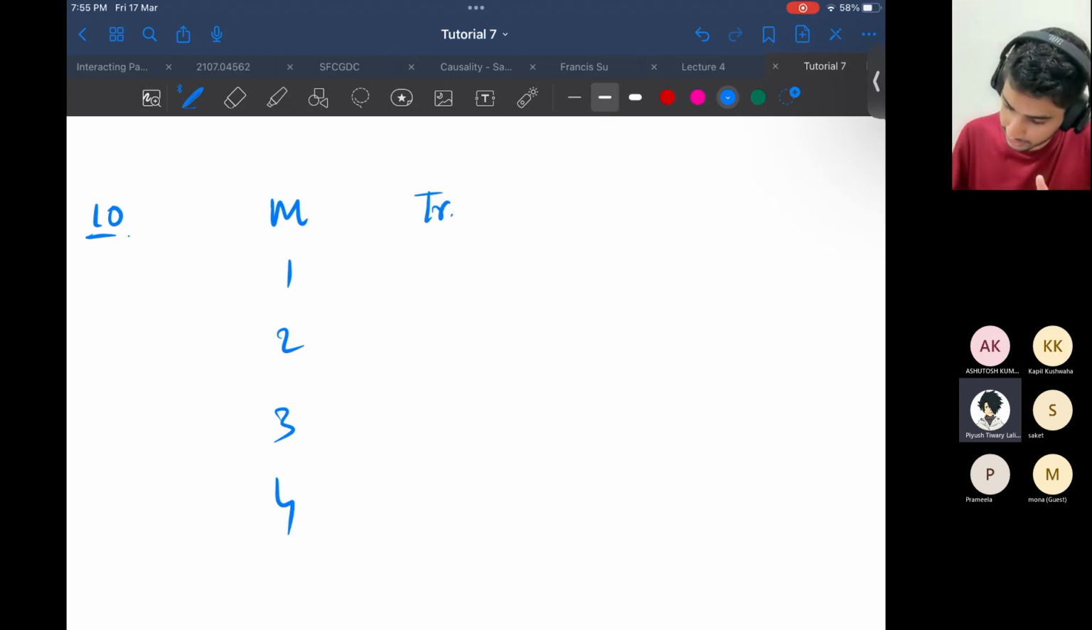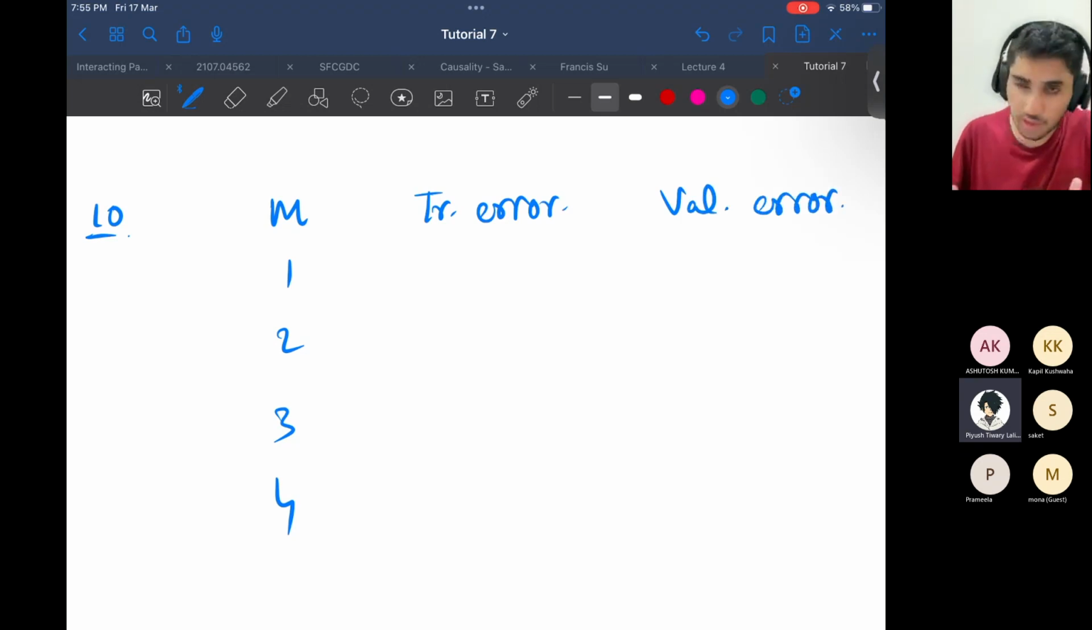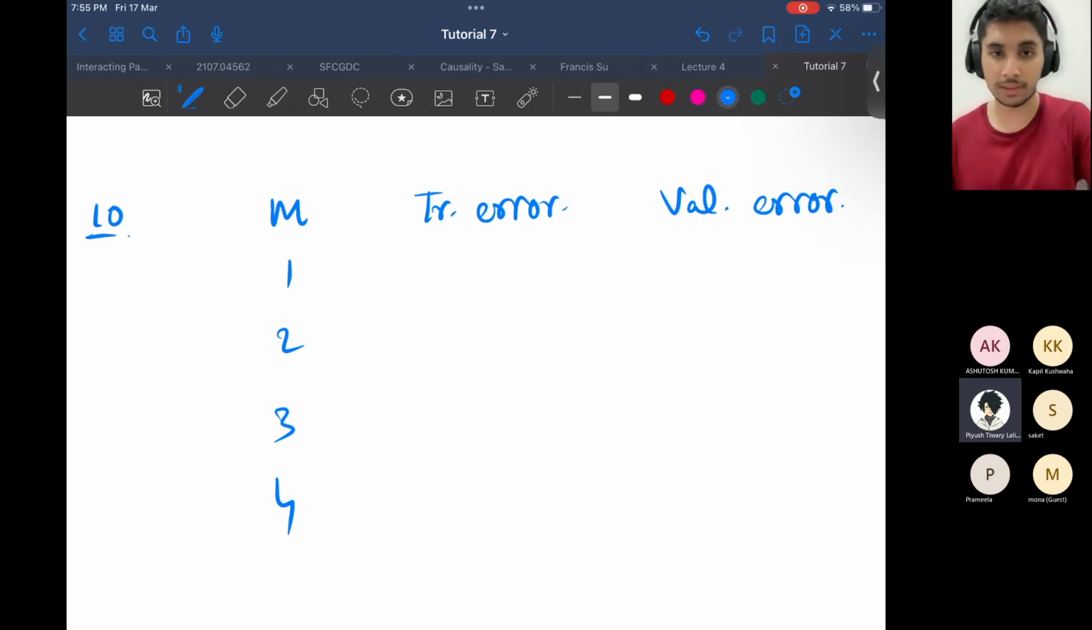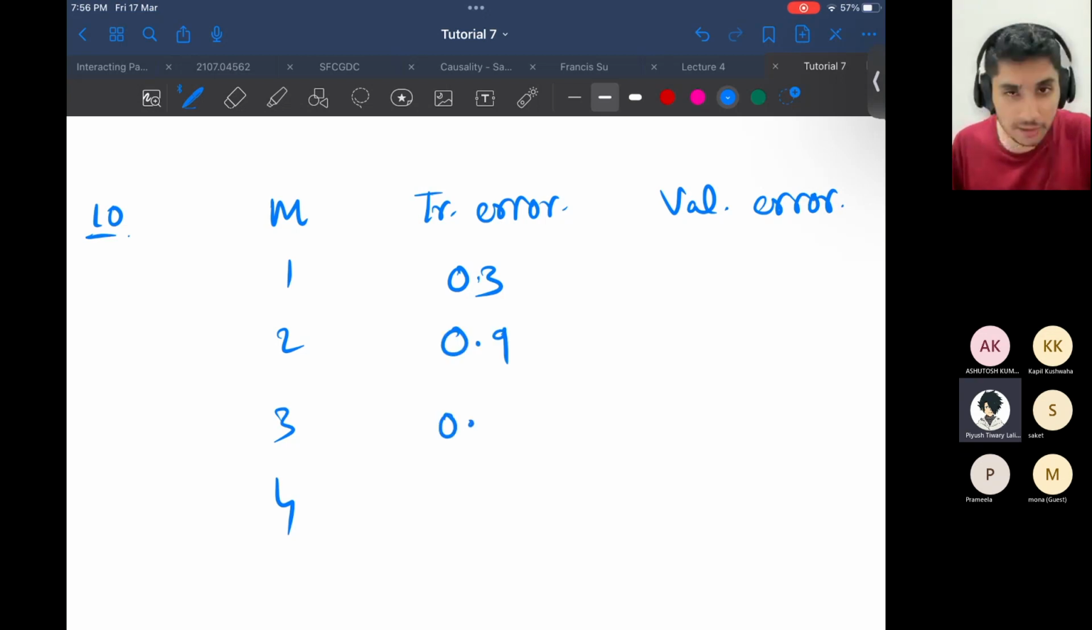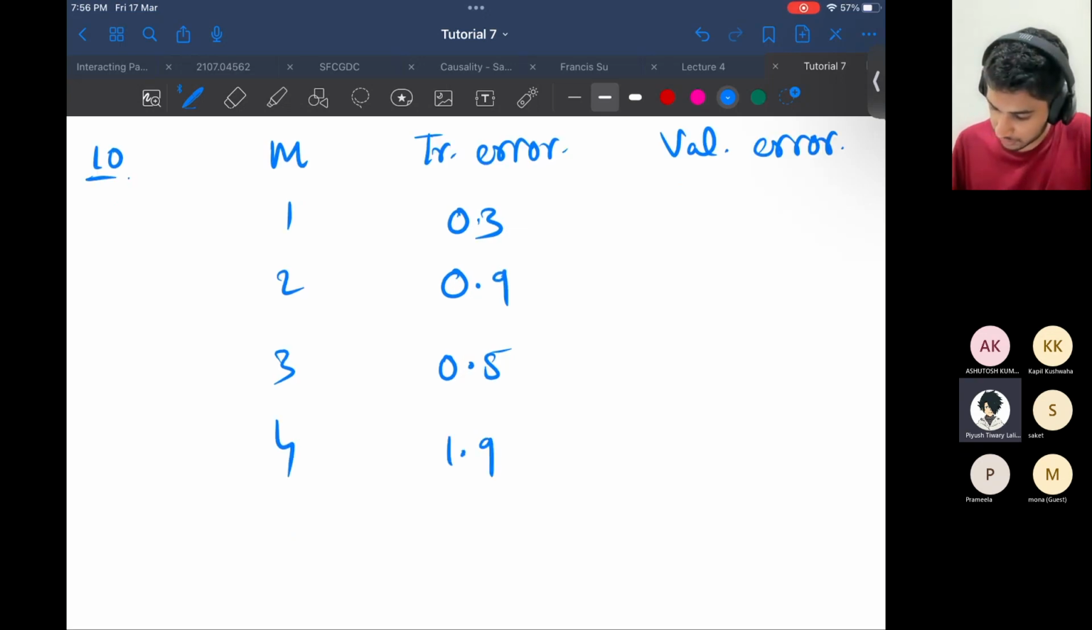So this is the training error, and this is the validation error. I hope you know what training error and validation error are. I won't explain it. If you don't know, ask me, and I will explain it to you. So what is given to us? The first model has a very small training error, 0.3. The second model has a training error of 0.9, a bit more. The third one has 0.5 training error. And the fourth, 1.9.